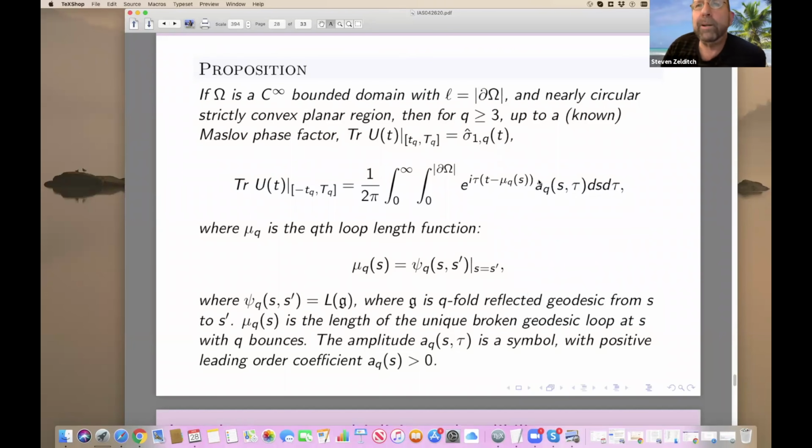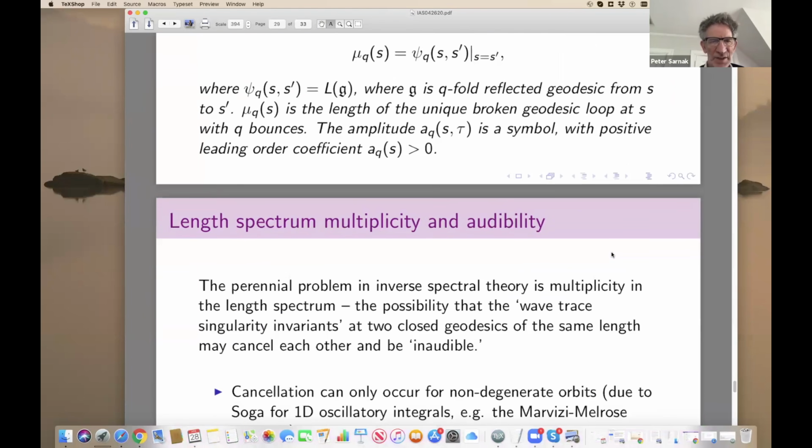We need all of those. So you can write the trace of the wave group this way, and you have a generating function, the phase function, which is the q-bounce loop length function. So this is very geometric. I'll go to the next slide before I explain the geometry, but there's geometry in here. Just a second, come back.